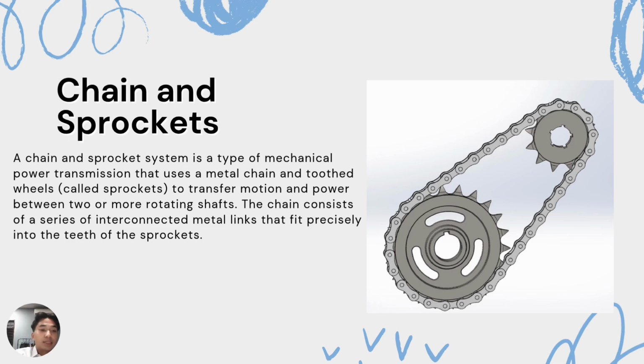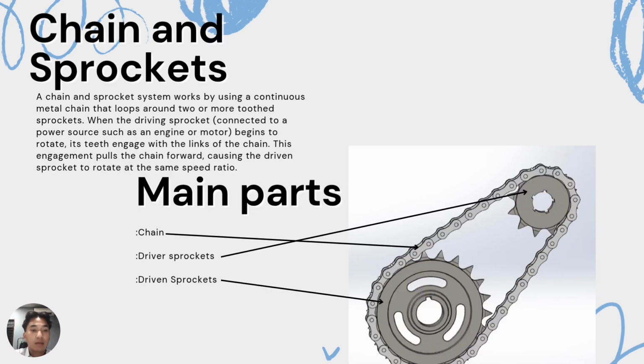Let's talk about chain and sprockets. A chain and sprocket system is a type of mechanical power transmission that uses a metal chain and toothed wheels called sprockets to transfer motion and power between two or more rotating shafts. The chain consists of a series of interconnected metal links that fit precisely into the teeth of the sprockets. These are the pictures of the sprockets. There are three main parts, which are the chain, driver sprocket, and driven sprocket.